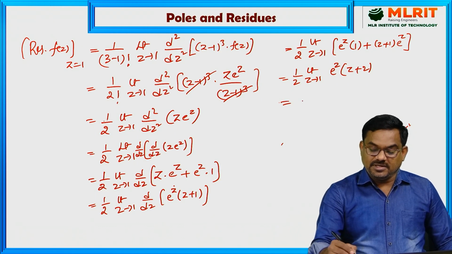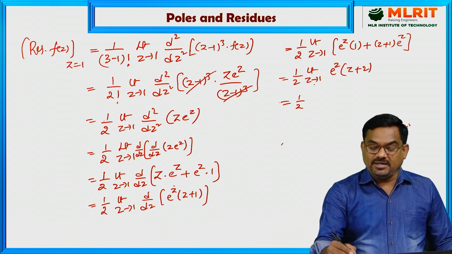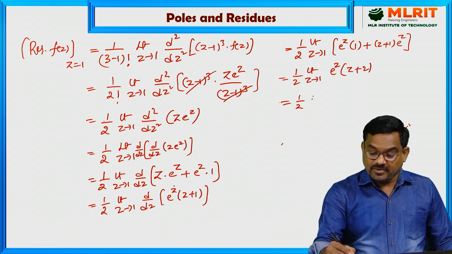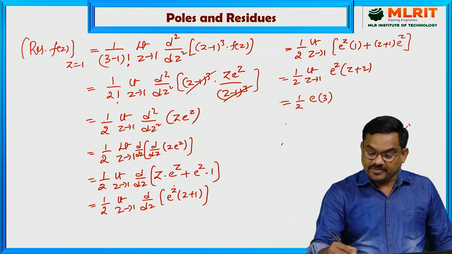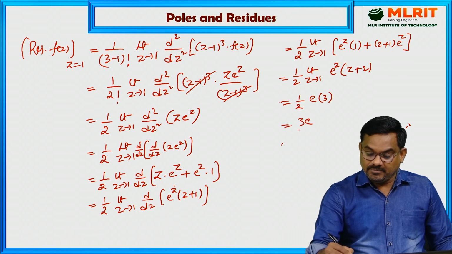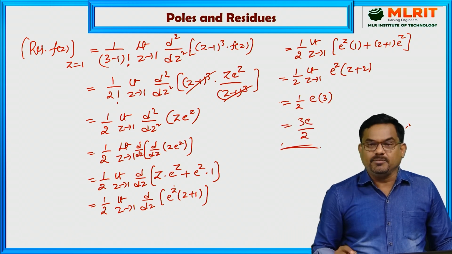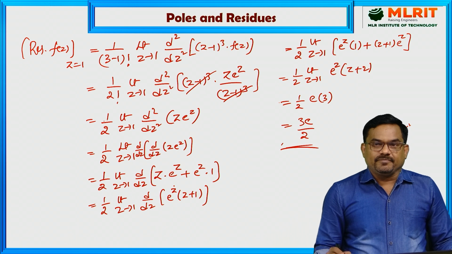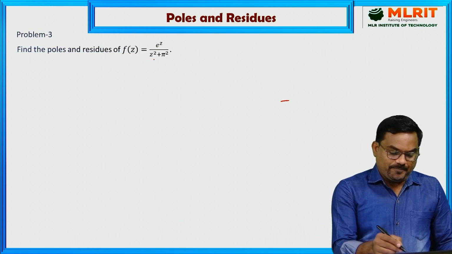So this is equal to half into apply z tends to 1. So e power 1 into 1 plus 2, 3. So 3 by 2 e or 3e by 2. Similarly, let us solve one more problem.